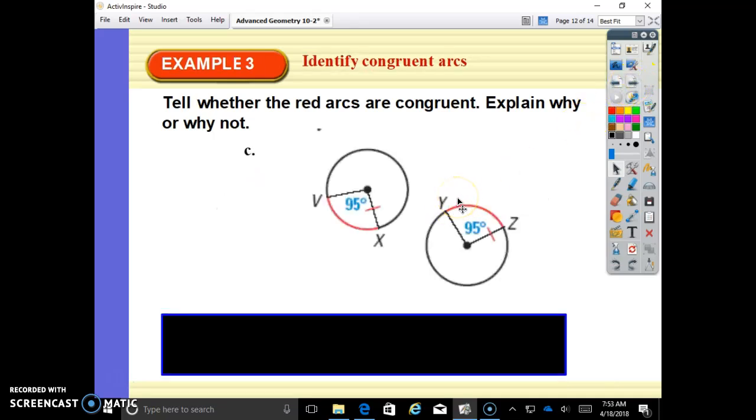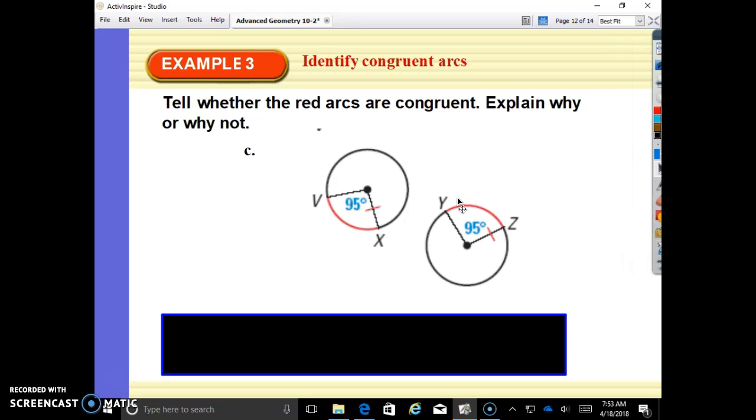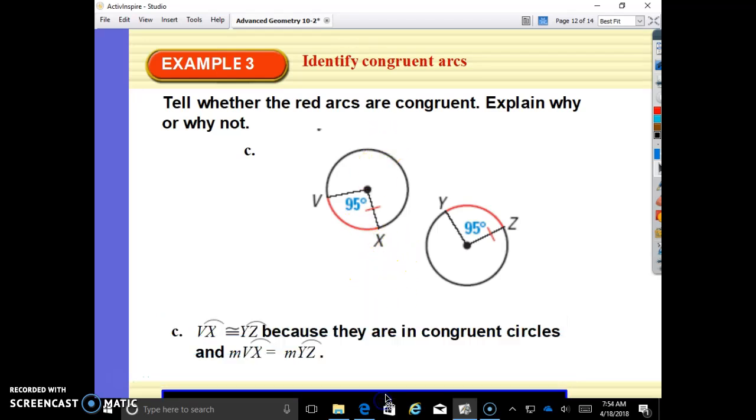Okay. Tell whether the red arcs are congruent. Explain why or why not. Yes, they are. Why? Because they have the same central angles and the same radii. The lengths of the radii are both equal, so we know that these lengths are going to be congruent.